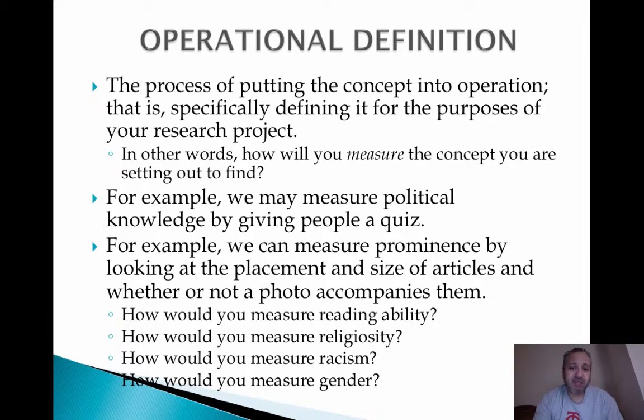How are you going to measure prominence? That's a concept that I've measured in some of my research studies. I've been interested to know, what do newspapers give more prominence to? Do they give more prominence, for instance, to the president and his perspectives, or to the opposition party or parties and their perspectives? What do they give more prominence to, the voice of the people? How are we going to measure prominence? Well, how am I going to operationally define prominence?